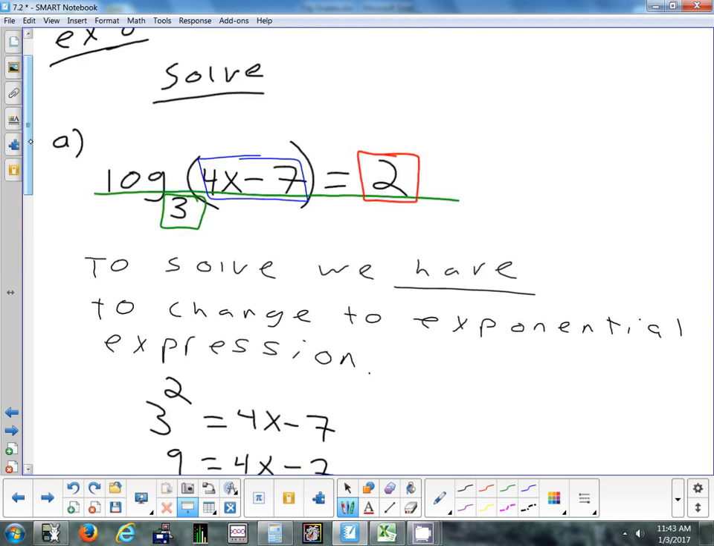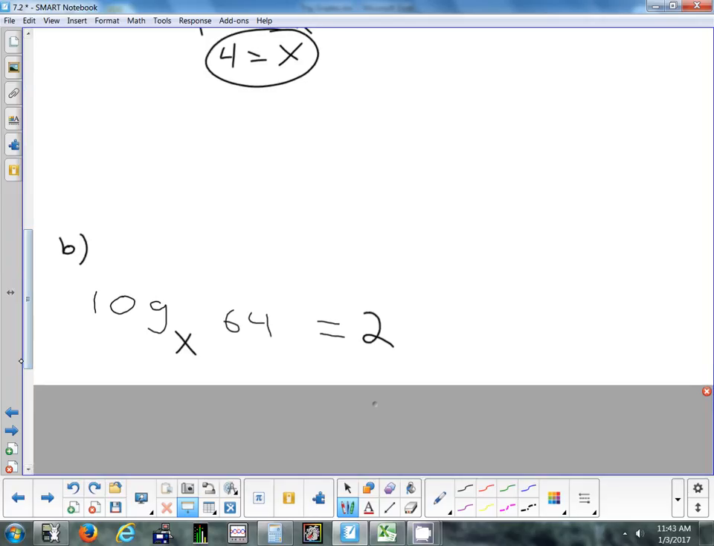Okay, so in that last problem, the variable was in the argument, somewhere in the argument. Where's the variable this time? It's in the base. But that doesn't change anything we're going to do. We're still going to solve it exactly the same way we started the last one.